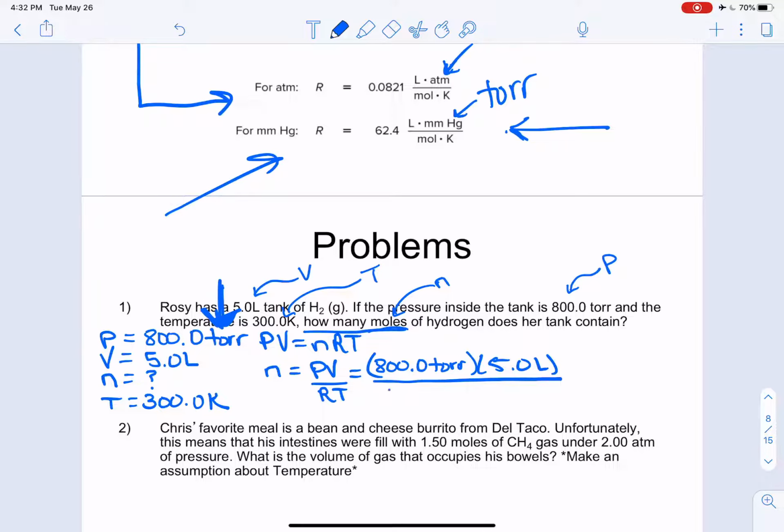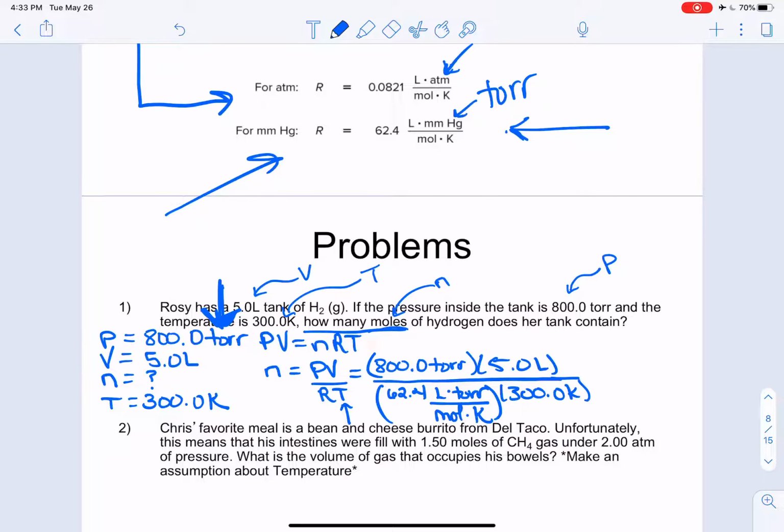So what we do is we put that whole gigantic thing on the bottom down here. So we have 62.4 liters times torr, divided by mole times Kelvin. We don't use the millimeters of mercury because we want the torr to cancel out. And then we still have to put our temperature in, which is 300 Kelvin.